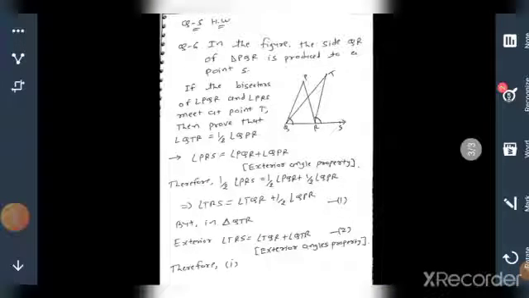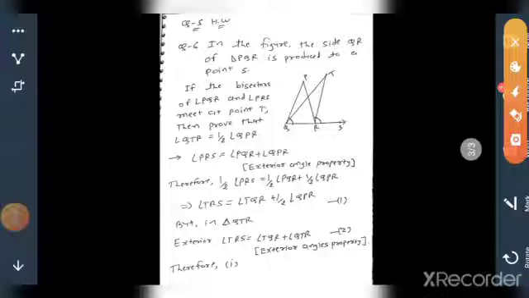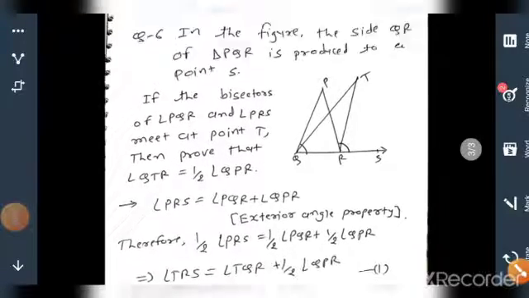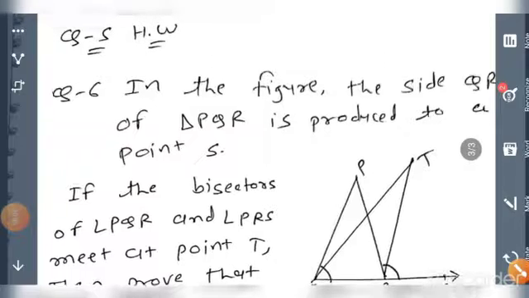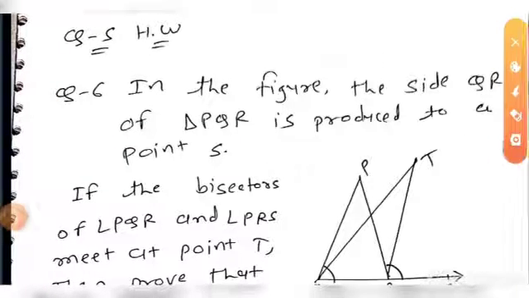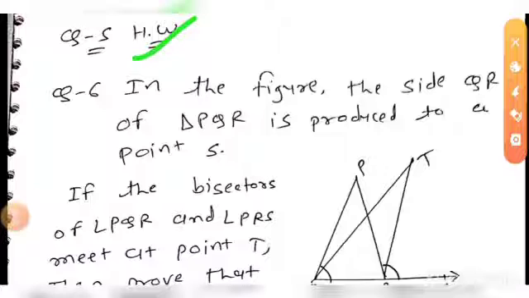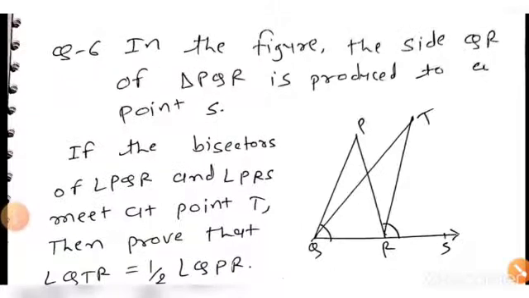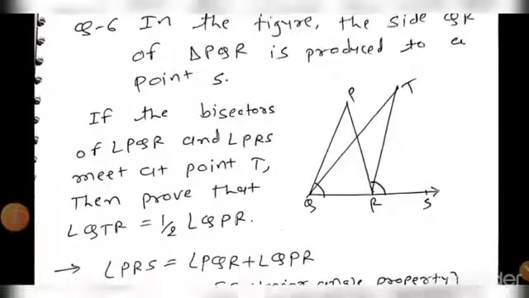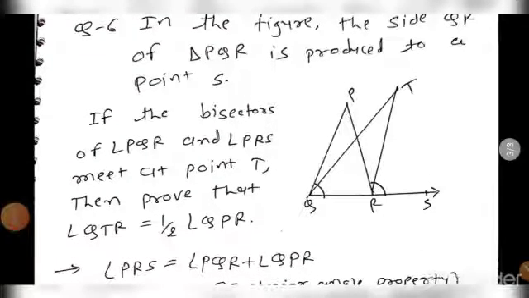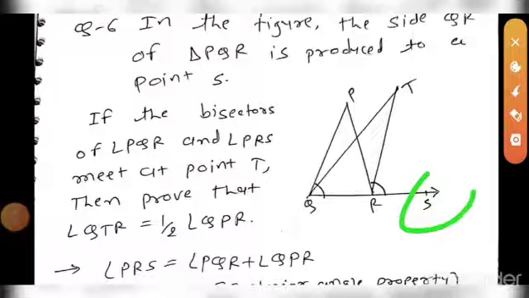Let's start with question number 6, because question number 5 is a simple question, so I give that in your homework. In question number 6, in the figure, the side QR of the triangle PQR is produced to a point S. Here you can focus on the point S and side QR.